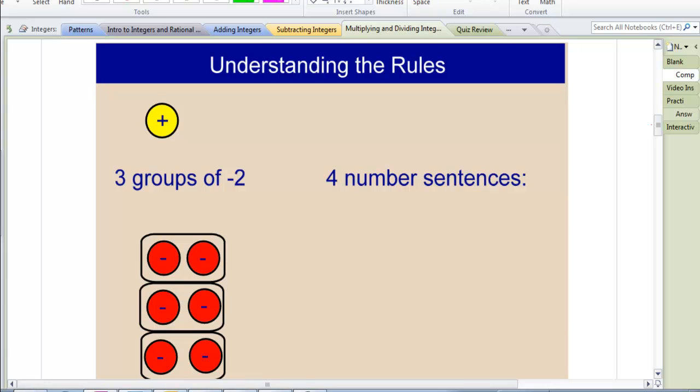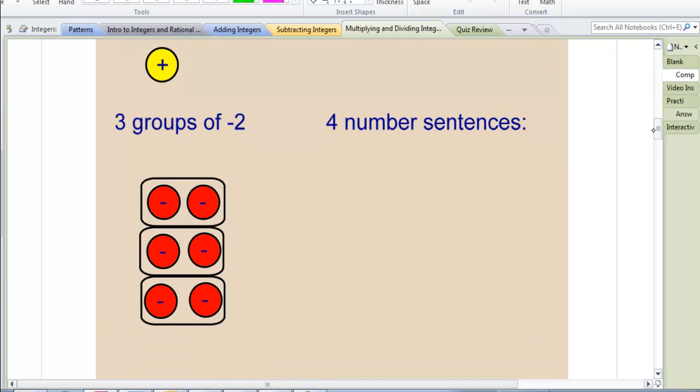So let's go through and make sure we understand where these rules come from. I have some pictures drawn here to help you understand. With multiplication, when we say, for example, 2 times 5, that actually means 2 groups of 5. This is how you were introduced to multiplication when you were younger, using what were called number sentences. So let's think about 4 number sentences we could use to describe this picture, which represents the idea of 3 groups of -2. We have 1, 2, 3 groups, and inside each group we have 2 negative chips.